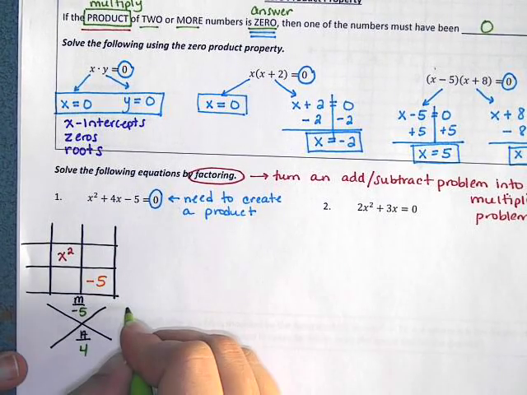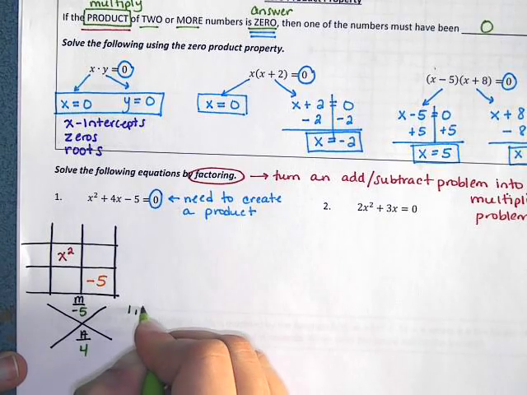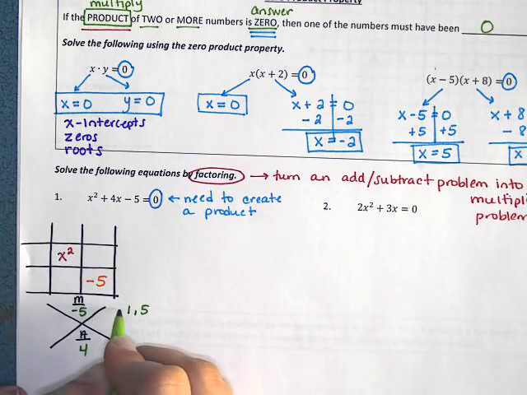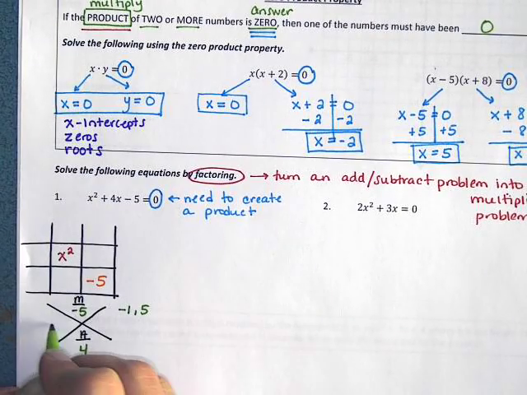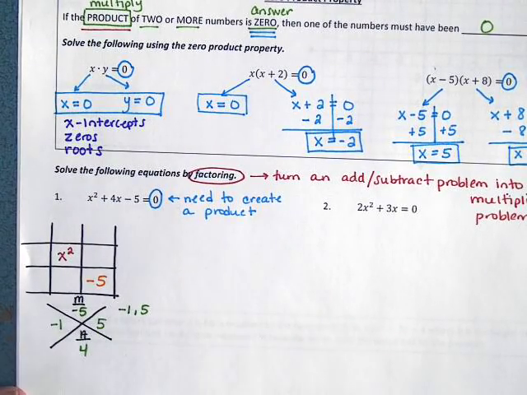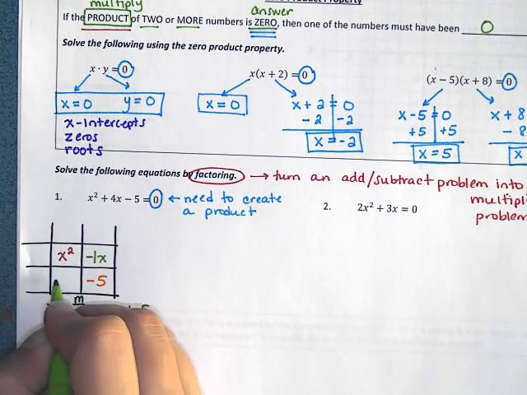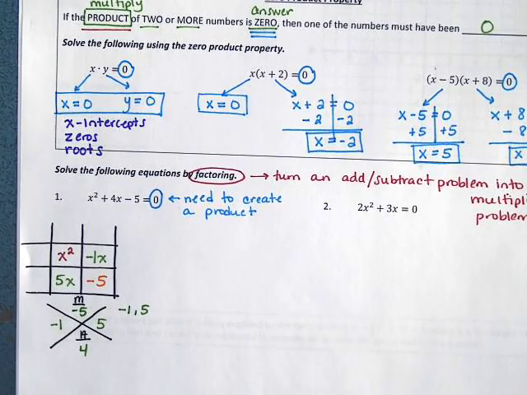So a list of pairs that make 5 are 1 and 5, and then that's it. Now in order to turn this into a 4, I need to make the 1 negative. So I would use -1 and +5 in my boxes. So here I would write -1x and +5x. Then I just needed to factor.